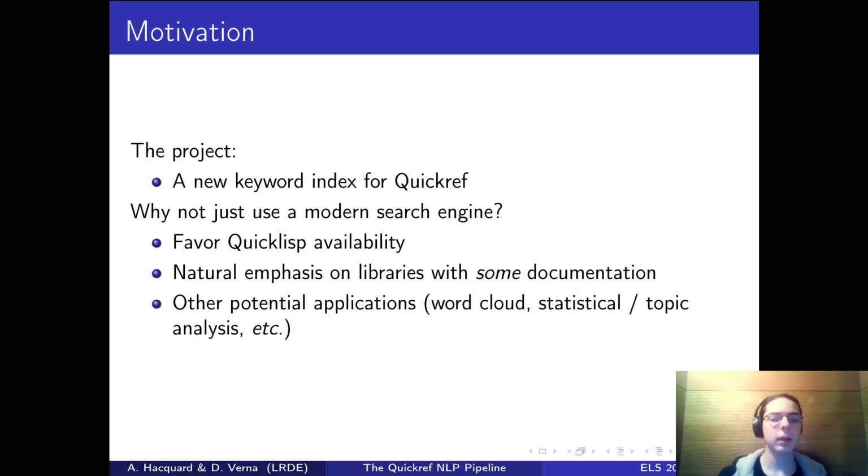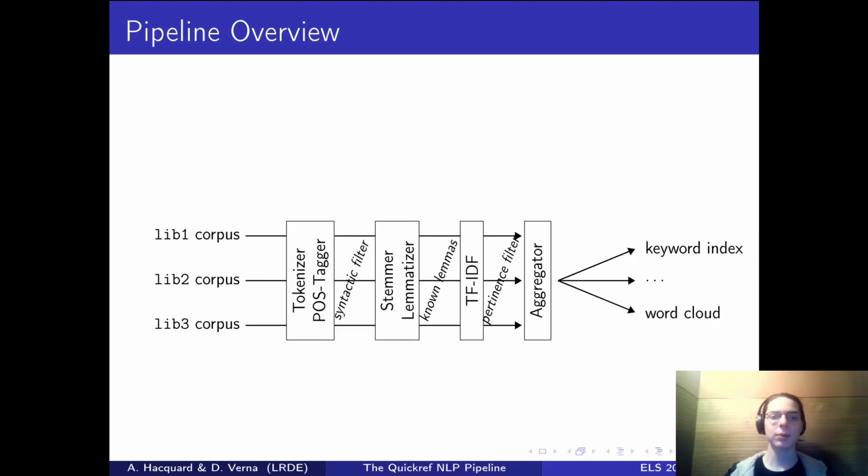And the last point of the use of our keyword index is that the underlying pipeline can be used to create other potential applications and not just to create a keyword index. This is due to its fully modular system, and it can also be used to create word clouds or statistical or topic analysis, for example, to analyze the Common Lisp ecosystem. Now let's see a pipeline overview. Here is the pipeline we created in order to automatically generate a keyword index for Quickref.